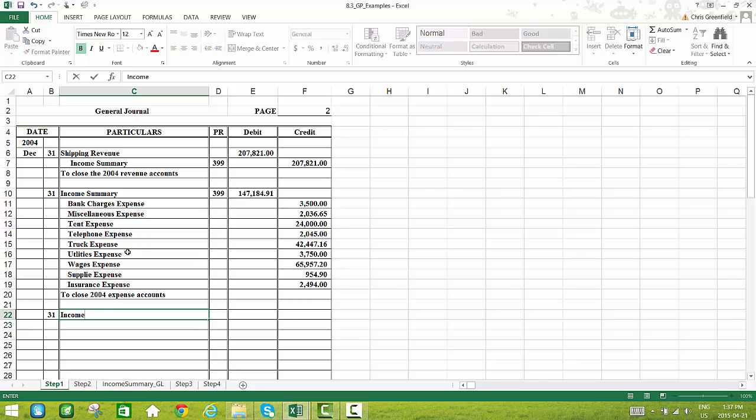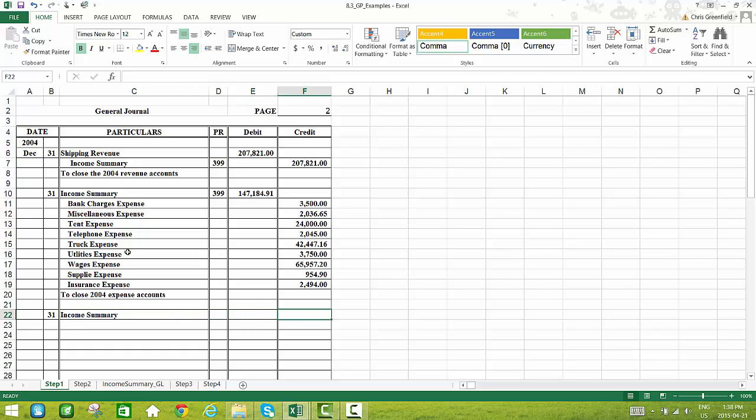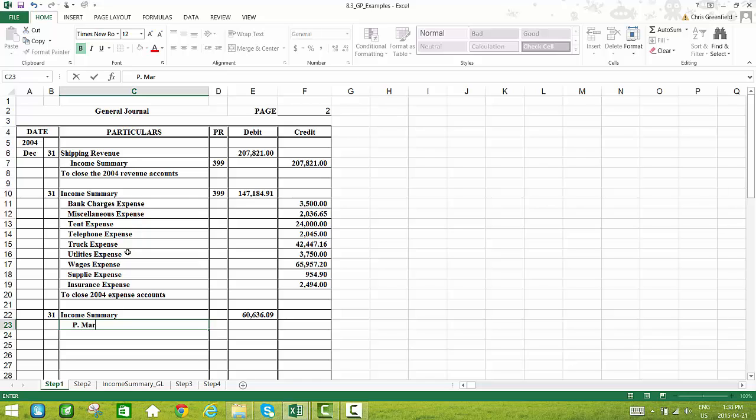So I'm going to credit my income summary, and that is for that $60,000 amount. And my debit account then is going to be, or sorry, credit account, 1, 2, 3, 4, is going to be my capital, which is P Marshall, comma, capital for the same amount.